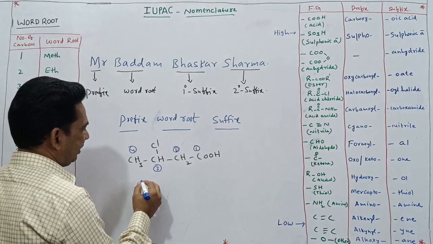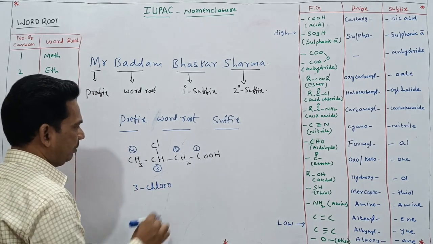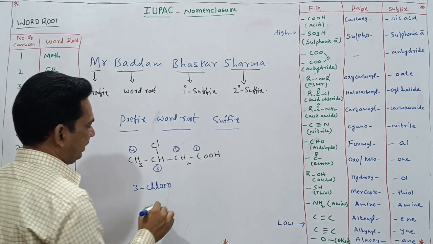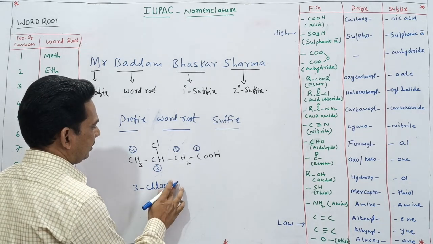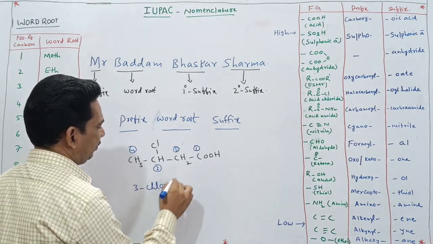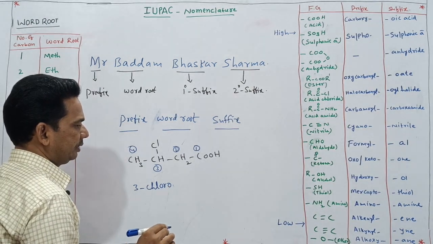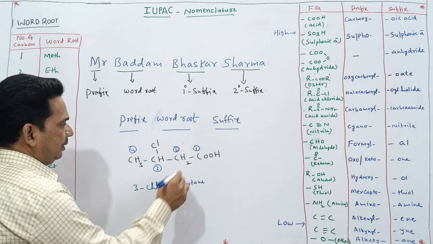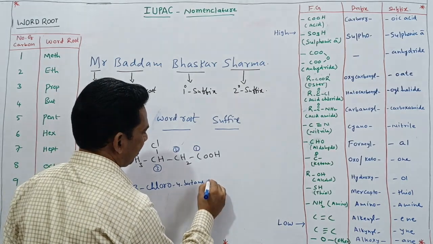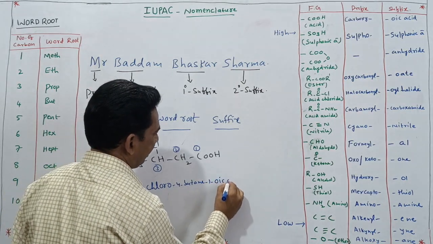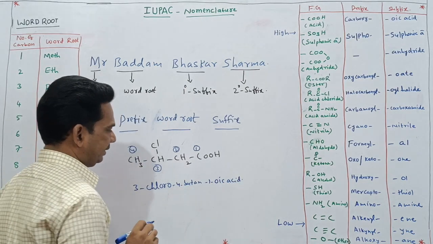In this case, I will write the name for this one: 3-chloro, because the chloro group is at the third position. Then it has 4 carbons, and 4 carbons means it is called but, that is butane. Then at the first position the acid group is there, so I will write 1-oic acid. 3-chloro, 4-butane, 1-oic acid.